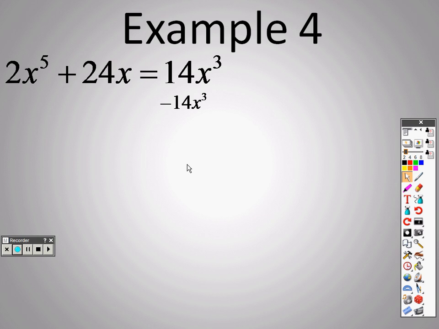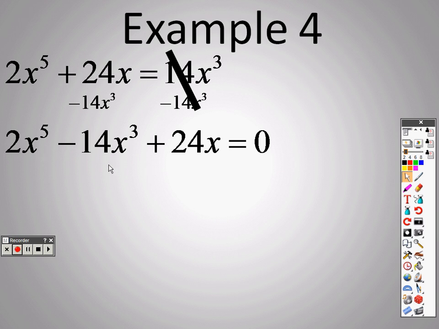So with example 4, before I can solve this equation, I need to put everything onto one side. So I'm going to subtract that 14x cubed. I'm just going to write it in standard form, keep it in order straight down. So I have 2x to the fifth minus 14x cubed plus 24x equals 0.